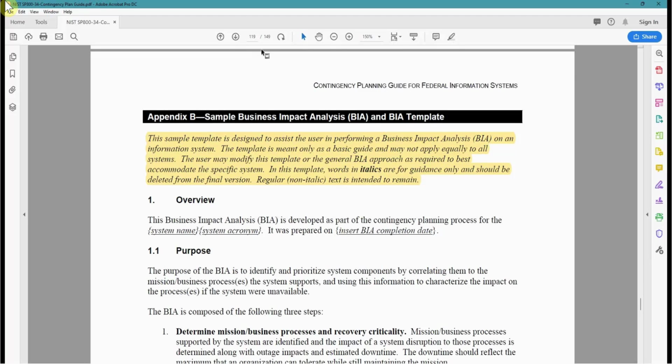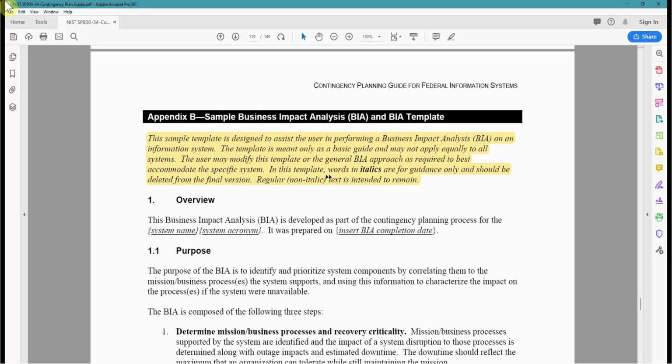Also, on page 119, we have a sample business impact analysis. So these things always work hand in hand, the contingency plan and the business impact analysis. This sample template is designed to assist the user in performing a business impact analysis on an information system. The template is meant only as a basic guide and may not apply equally to all systems. The user may modify this template or the general BIA approach as required to best accommodate the specific system.